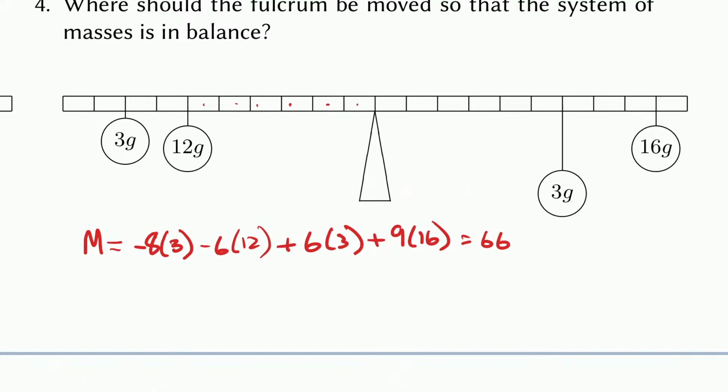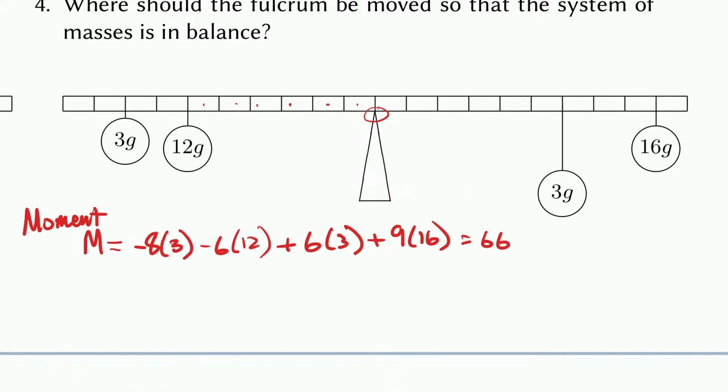So I should be very clear. That is the moment about this fulcrum point. 66, it's positive, which means that the actual balancing point is over here somewhere. Which means that if I were to just set this up like this, it would tilt down on the right, not on the left.